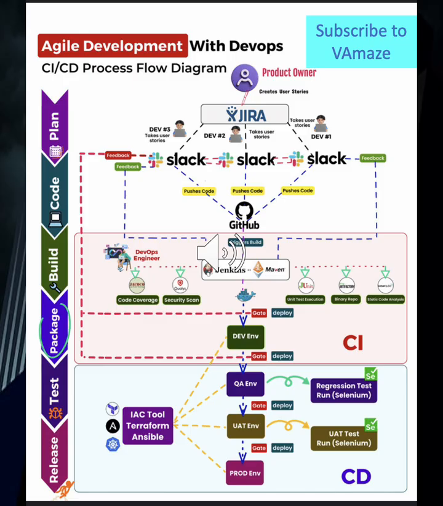4. Collaboration. Integrated communication tools keep teams aligned. 5. Risk mitigation. Progressive environment promotion catches issues early. 6. Consistency. Infrastructure as code ensures reproducible deployments.